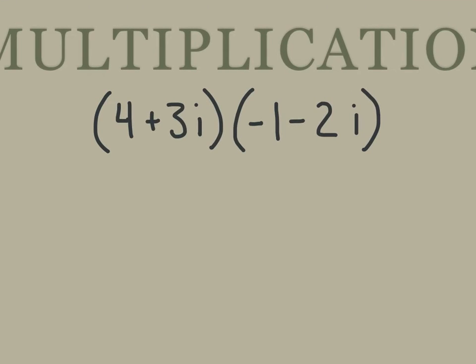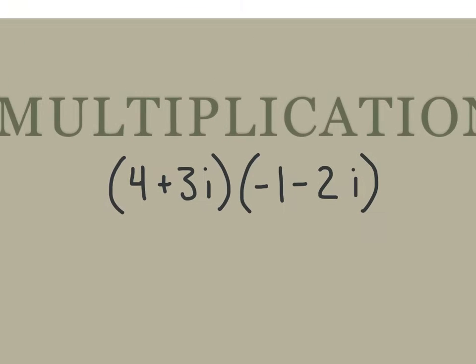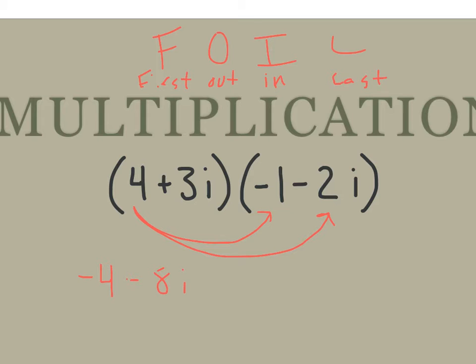How do we multiply these two? We have to FOIL. So remember, when we FOIL, we do first, outside, inside, and then last. So what are our first two terms? 4 and negative 1. So what's 4 times negative 1? Negative 4. And then we do the outsides. So 4 times negative 2i, which would be negative 8i. And then the insides, negative 3i. And then the last, negative 6i squared. It's squared because we have 2 i's that we're multiplying.